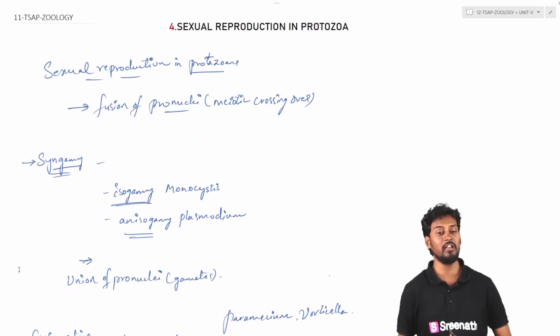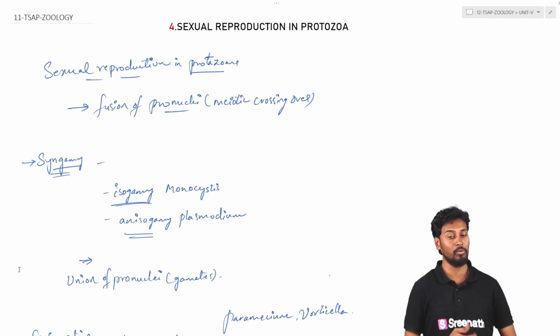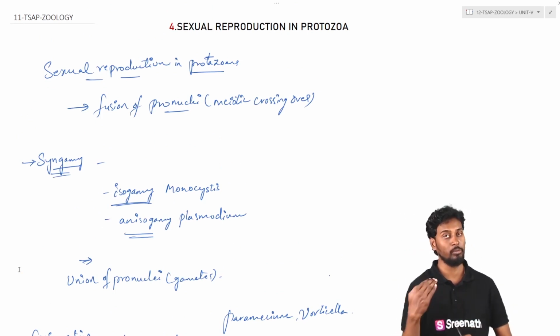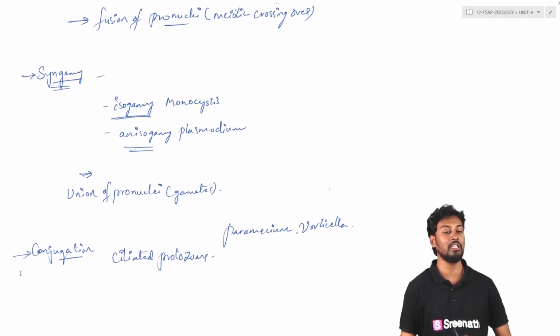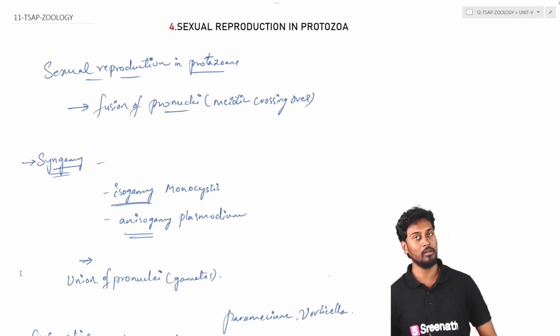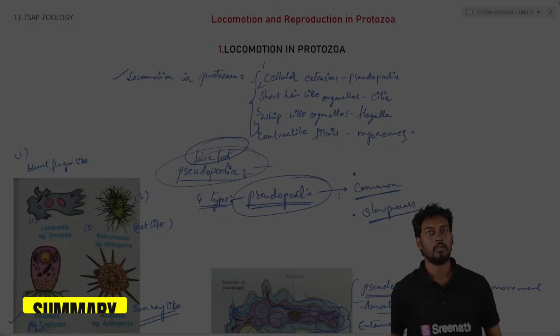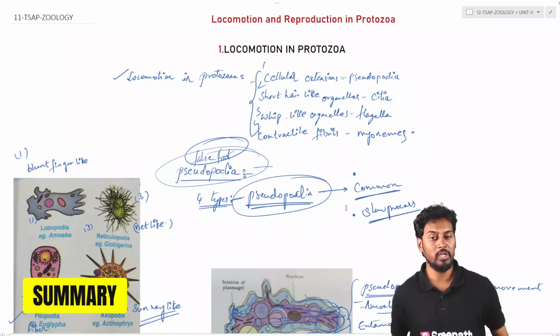So this is the final thing which we are discussing in this particular unit 5, that is about the sexual reproduction. So దీంట్లో మనము sexual reproduction అంటే ఏంది, syngamy అంటే ఏంది, similarity and dissimilarity అంటే ఏంది, conjugation అంటే ఏంది అనేది తెలుసుకుందాం. So that is about the sexual reproduction in case of the protozoa. So coming to the summary of this 5th unit, that is about the locomotion and reproduction in protozoa.